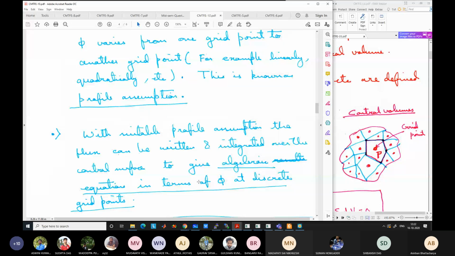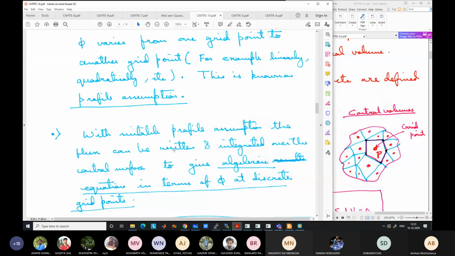So it means that the profile assumption can be very wrong also, and in many cases it can be right. So multiple right solutions can be there. Ultimately, all the right solutions will give the correct result if the grid resolution is sufficiently fine, and so the fluxes will be calculated correctly.